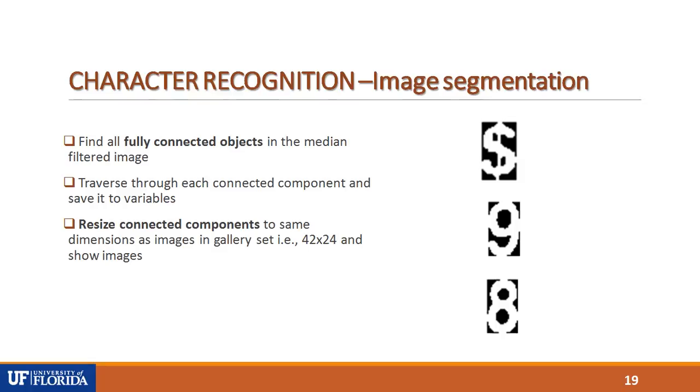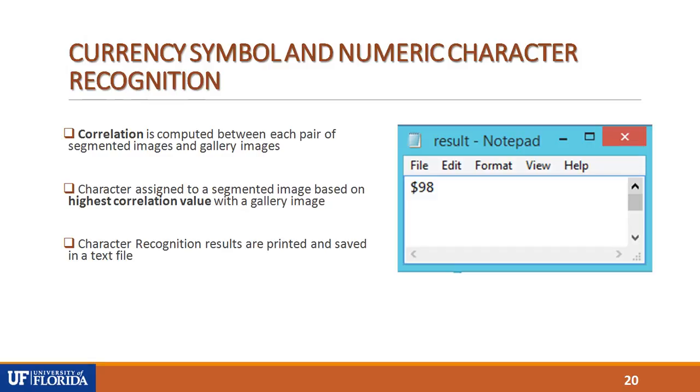These variables are then resized to 24 cross 42 to match the size of the images in the gallery set. These resized and connected components are then displayed, and they are the segmented images. Actual numeric character and currency symbol recognition. The segmented characters form the probe set.